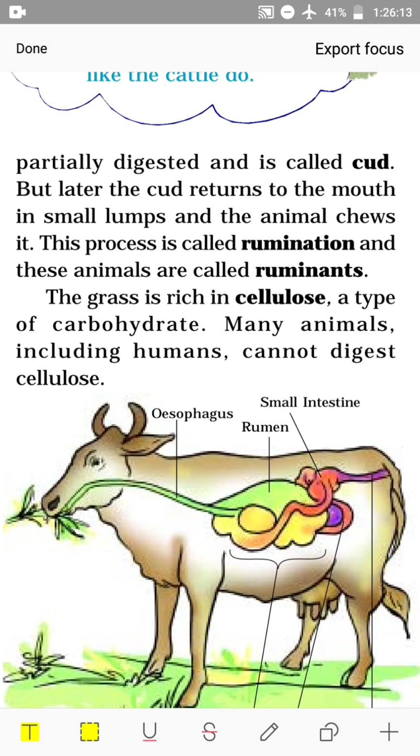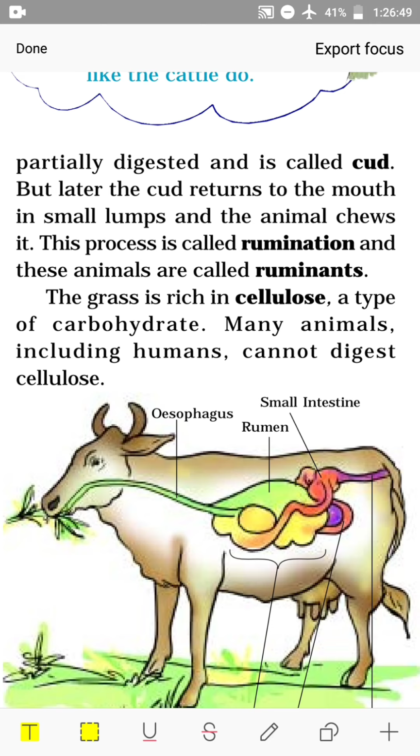So, last class we learned about the human digestive system and how it works. Today we are going to learn some interesting facts. Have you ever observed cows, buffaloes and other grass-eating animals chewing continuously even when they are not eating? Actually, they quickly swallow the grass and store it in a part of the stomach called rumen. Here the food gets partially digested and is called cud. So partially digested food is called cud.